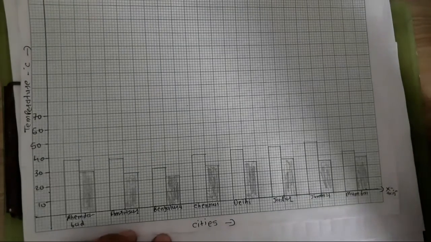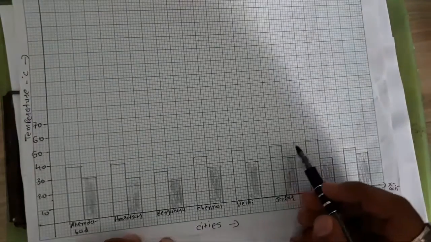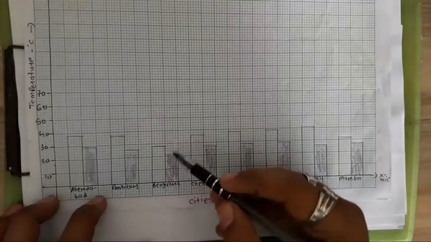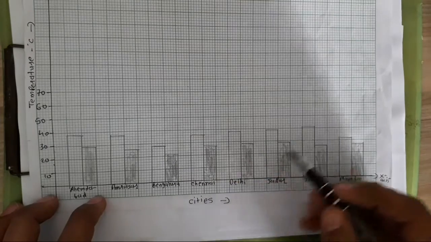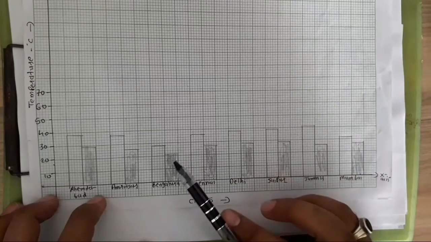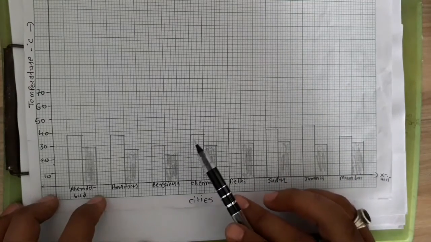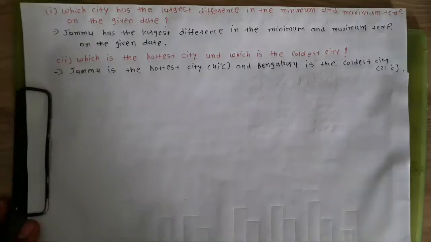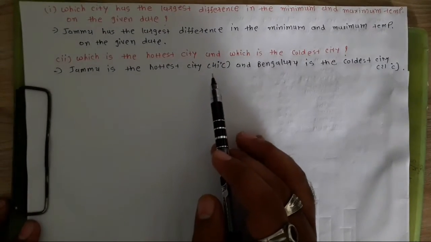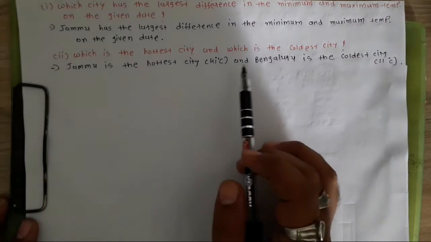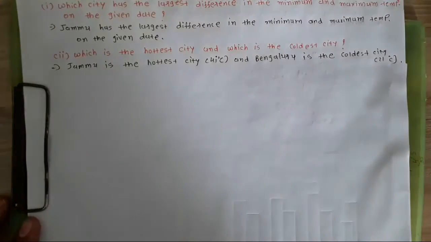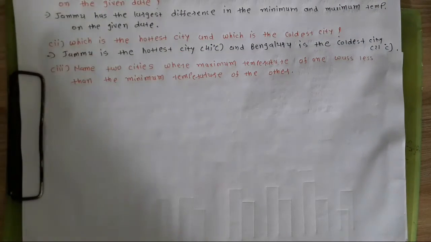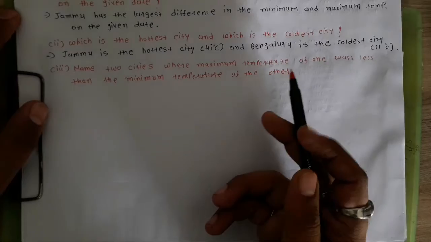Now seeing this data, here we can say the tallest bar is for Jammu, which has 41 degrees centigrade temperature. So the lowest temperature is in Bengaluru city, which is 21 degrees centigrade. So the hottest place is Jammu and the coldest place is Bengaluru. So for that we can write Jammu is the hottest city, which has 41 degrees centigrade temperature, and Bengaluru is the coldest city, which has 21 degrees centigrade.